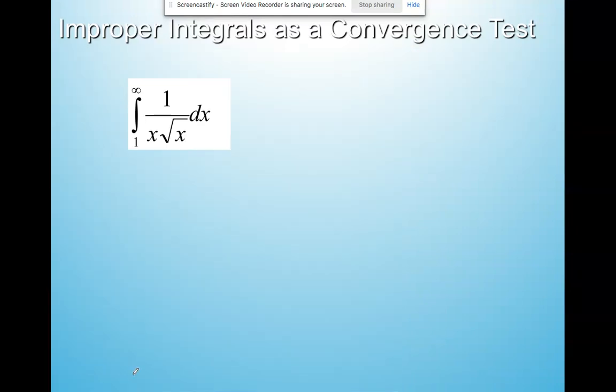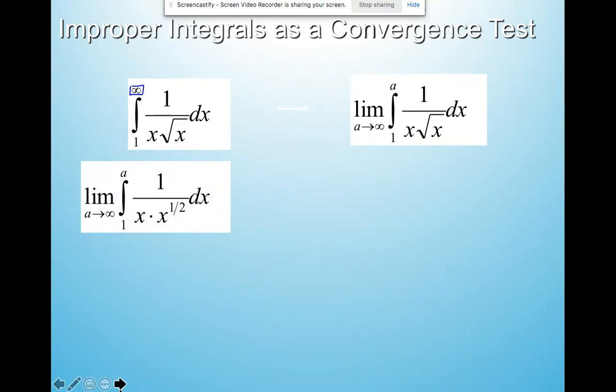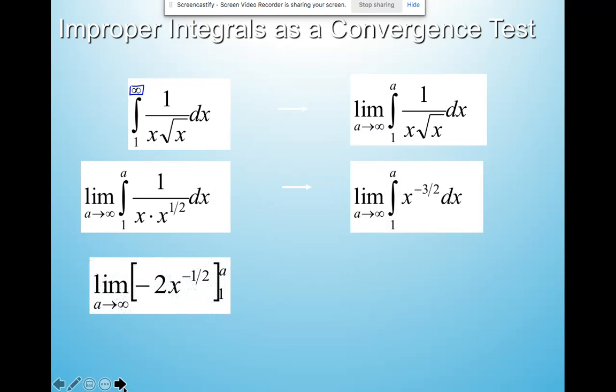So here's what I did. Here's my improper integral. I remember my improper integral work, where I put a limit out front. I replace the improperness with a, and then say the limit as a goes to infinity, and then I ignore all the limit stuff. And I integrate. X to the negative 3/2 is something I can integrate. It's x to the negative 1/2 divided by negative 1/2. That's where this negative 2 comes in. I'm going to evaluate that at a and 1.